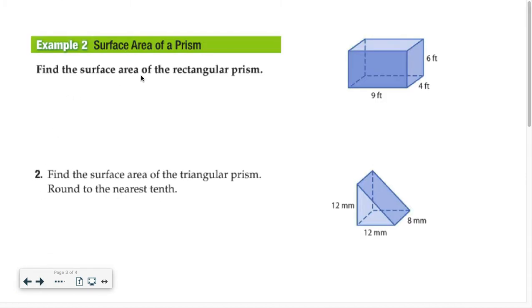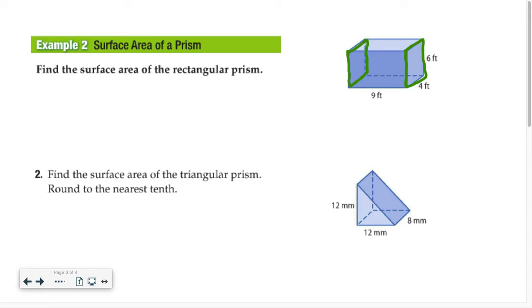Find the surface area of the rectangular prism. So call one of these rectangles the base. Let's highlight with green. Let's call this rectangle here a base, which would mean this other end would also be a base. So that'll be our base, and then all the other rectangles there are lateral faces.